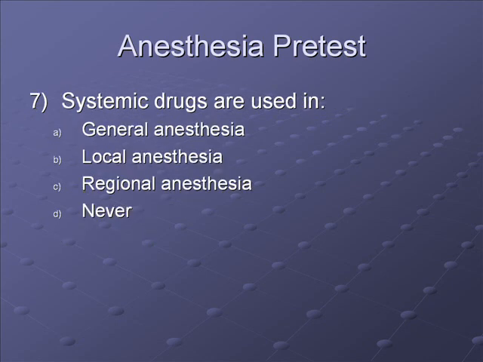Question 7. Systemic drugs are used in A. General anesthesia, B. Local anesthesia, C. Regional anesthesia, or D. Never.